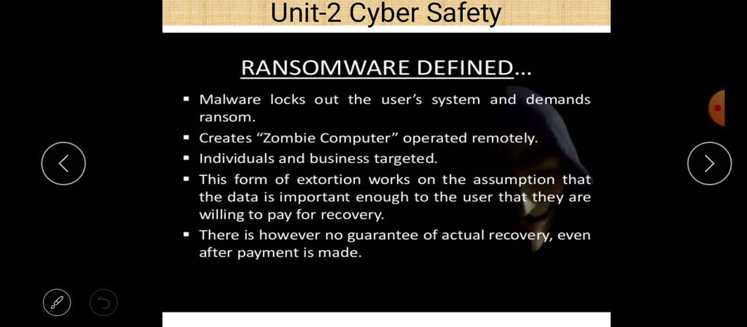This form of extortion works on the assumption that the data is important enough to the user that they are willing to pay for recovery. But the most important thing is there is no guarantee of actual recovery even after payment is made. That is the most dangerous thing about ransomware: most hackers delete or damage the data even after payment is made. So that is all about ransomware. Ransomware is derived from the word ransom; it is also known as ransom malware.